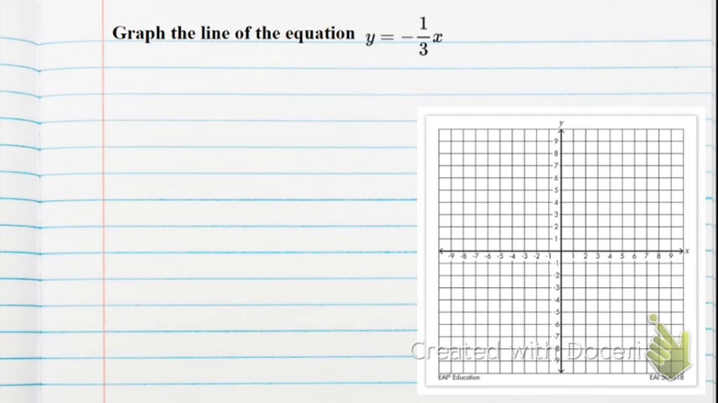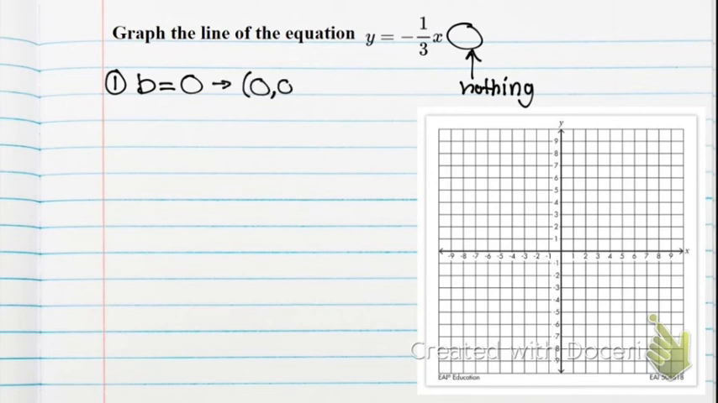Okay, this will be our last example. We're going to graph the line of the equation y equals negative 1/3 x. Just like the last one, we're using method 2. The first thing we need to do is find what our y-intercept is, what our b is going to equal. Now, in this equation, what we should notice is that behind the x, we don't have anything. Because there's nothing here, our y-intercept is automatically going to be 0. And we can change that to an ordered pair, and that ordered pair is going to be 0, 0.